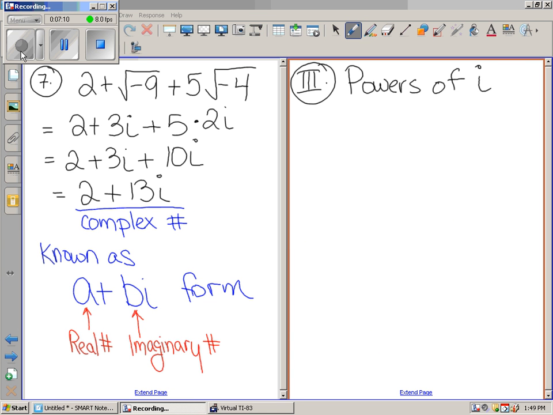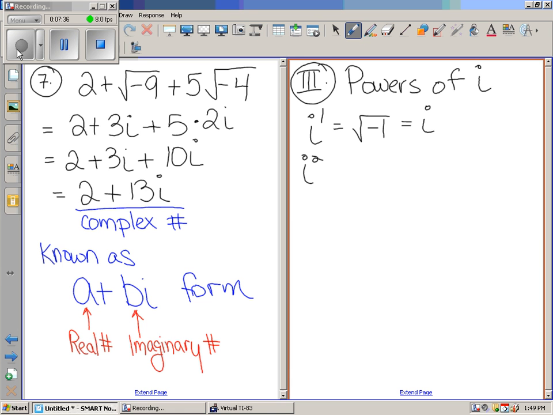Okay, last part. Part three of our three-part lesson, powers of i. Guys, what did I tell you i to the first was equal to? No. See, now here's the problem. The power i to the first isn't equal to -1. It's equal to the square root of -1. Okay? I know this is confusing, that's the same thing as saying i.